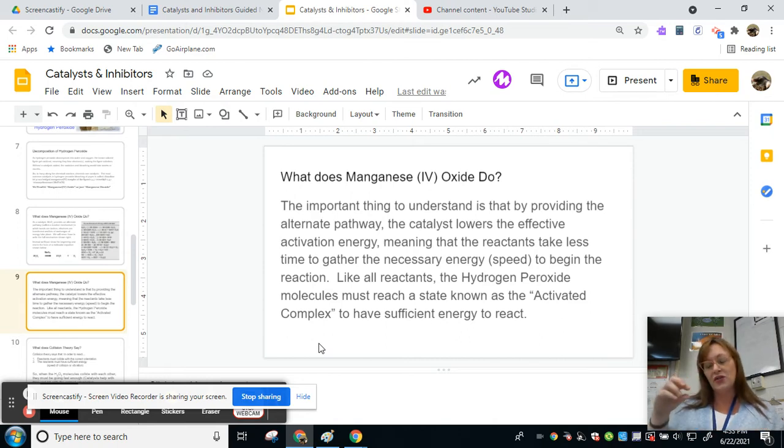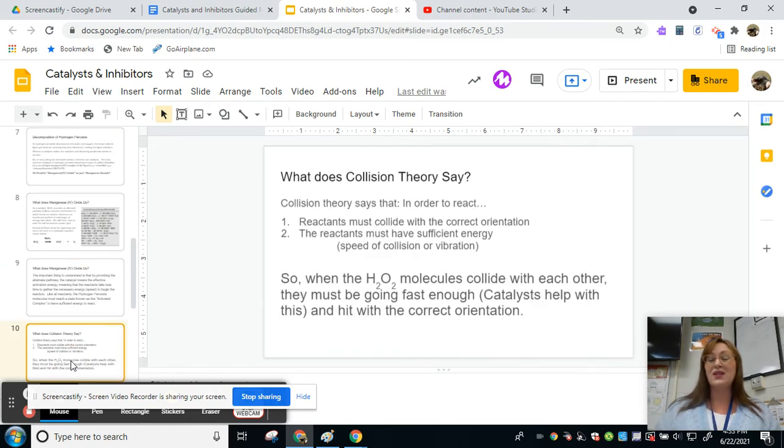So the amount of energy in the activated complex doesn't need to be as much. So like all reactants, hydrogen peroxide will reach this state called the activated complex in order to have sufficient energy to react. So what does collision theory say about this? Well, collision theory says that in order to react, reactants have to collide in the correct orientation with sufficient energy.